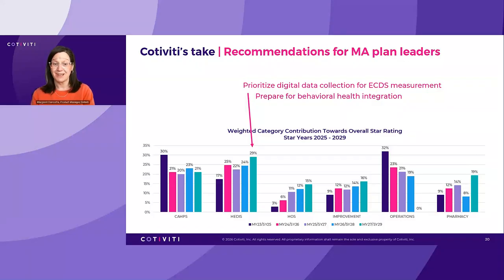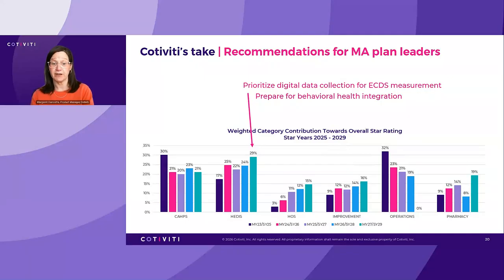Colorectal cancer screening had a relatively low hybrid lift compared to some of the remaining hybrid measures in the star ratings program. If plans aren't prioritizing digital data collection, they're going to risk dramatic performance drops in the next few years when the measures switch to digital reporting. So as a reminder, CBP is slated to transition in MY28, and GSD, TRC, and COA are slated to transition in MY29.